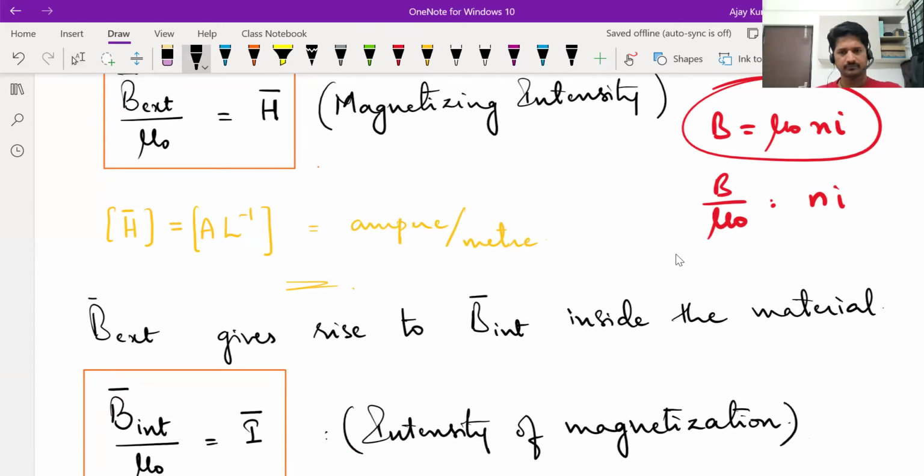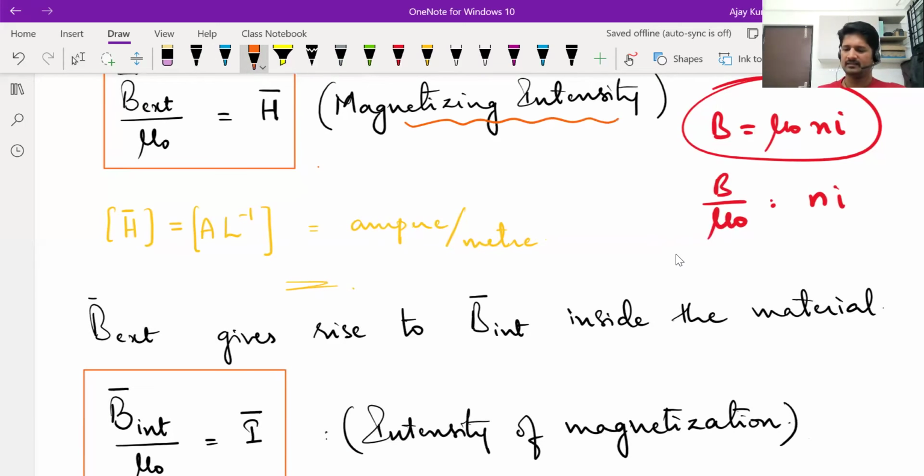Sir, so intensity is when it puts the force on the other one, and magnetization is how much it is inside, how much it has been magnetized. See, the word intensity is there in both the terms. Okay, but that is a little bit of English, I can say.